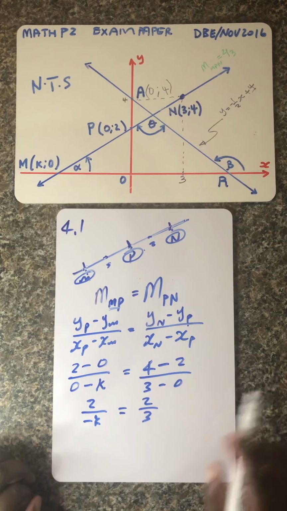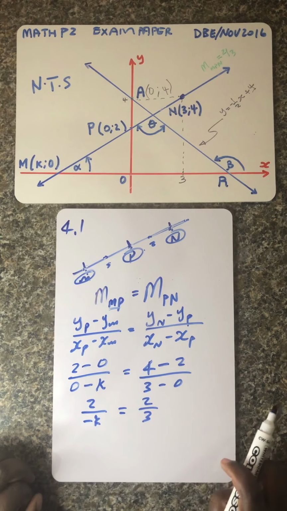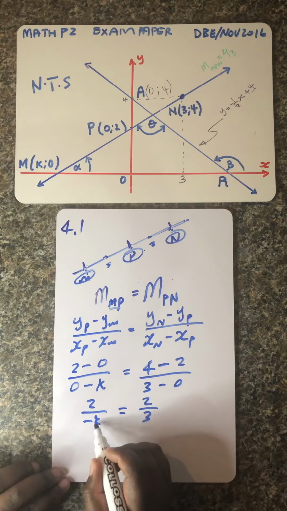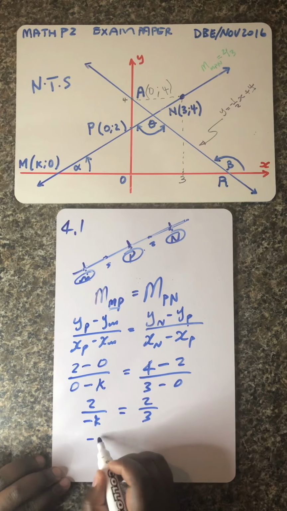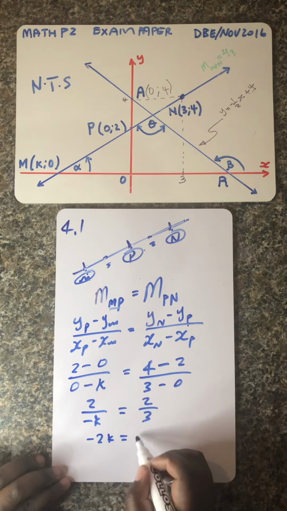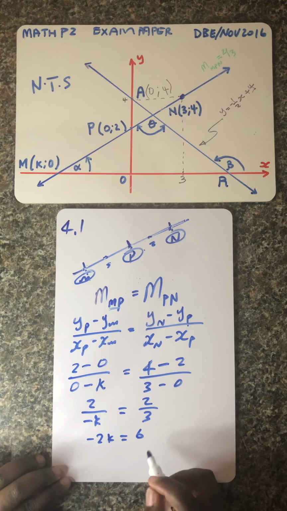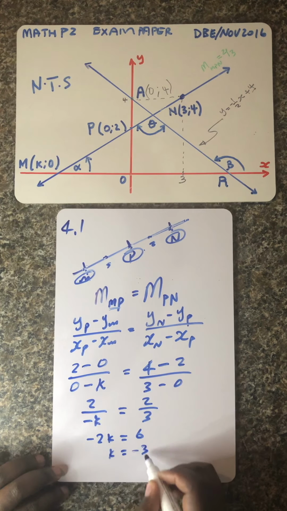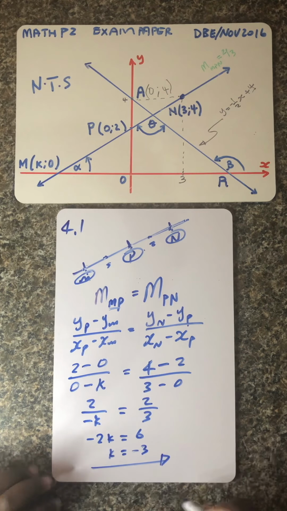So now we just continue to solve for this k, which is what the question wants us to calculate. You can just cross multiply. This is negative 2k, which is equal to, that times that, equals 6. Okay, so k is equal to, you just divide by negative 2 on both sides. So that means k is equal to negative 3.